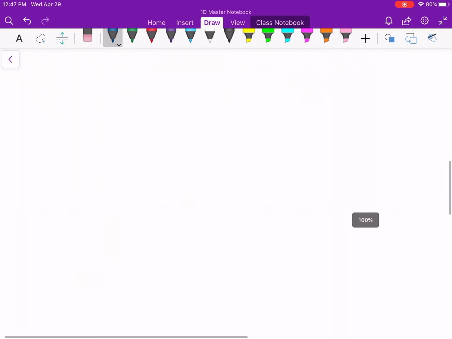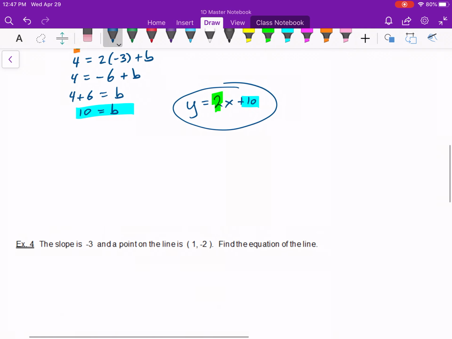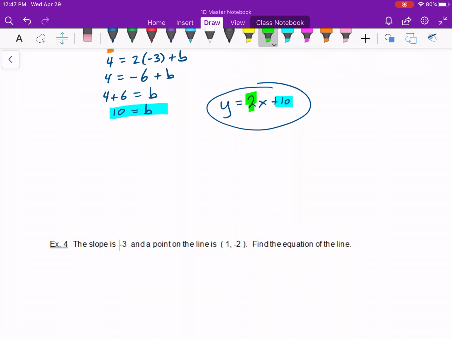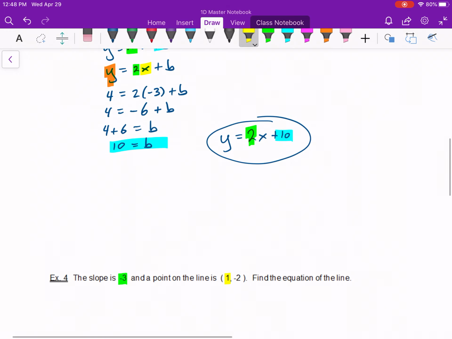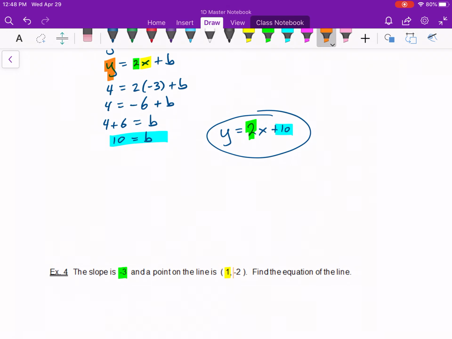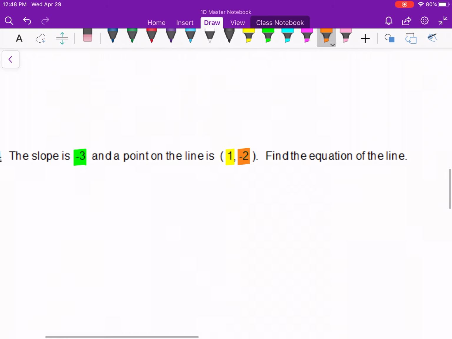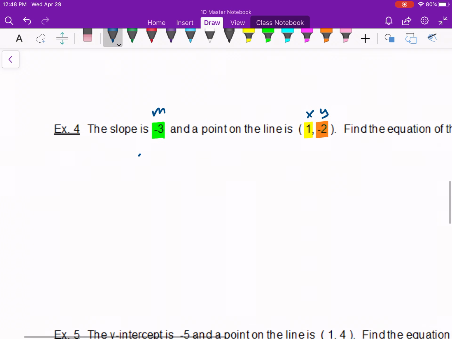Example 4 is really the exact same thing, just with different numbers. They give me the slope. They give me an x and a y. Yes, these were the colors I used here. So here's my m, here's x, here's y. Y equals mx plus b becomes, oops, I just did the wrong color, mx plus b.